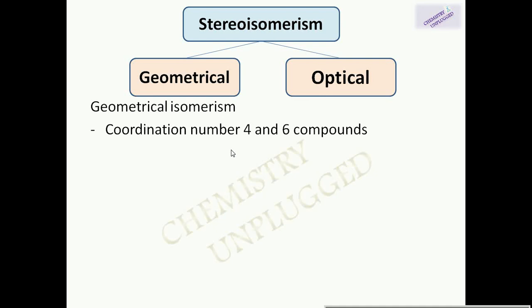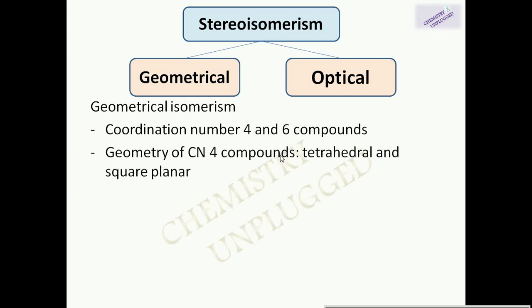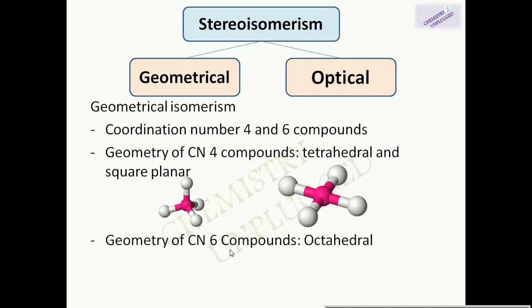It is generally studied in coordination compounds having coordination number 4 and 6. The geometry of coordination number 4 compounds is tetrahedral and square planar. This is the tetrahedral geometry and this is square planar. And the geometry of coordination number 6 compounds is octahedral.